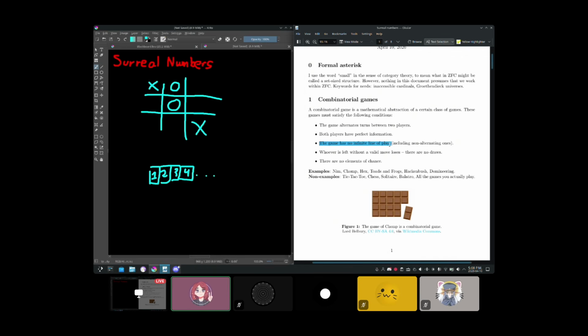No infinite line of play, including non-alternating ones. So this is a bit of a technical one. Essentially what it means is that our game can't last forever. And there's a bit of a subtlety here because we can totally have games that have an infinite amount of potential moves, right? And I don't think there's a very good example to give here, so I'm gonna give a bit of a contrived game, which might make a bit more sense later.